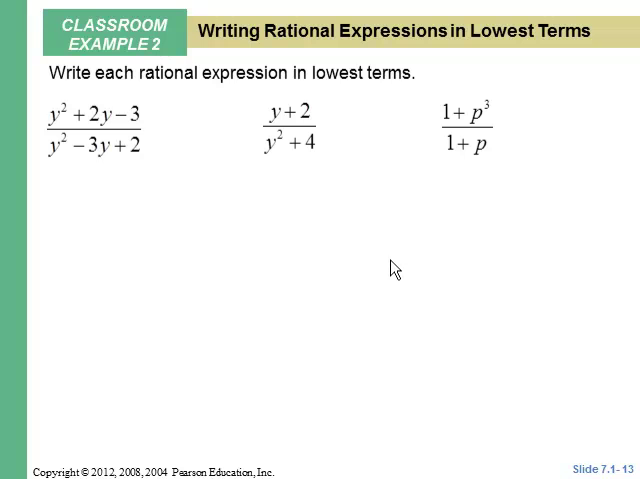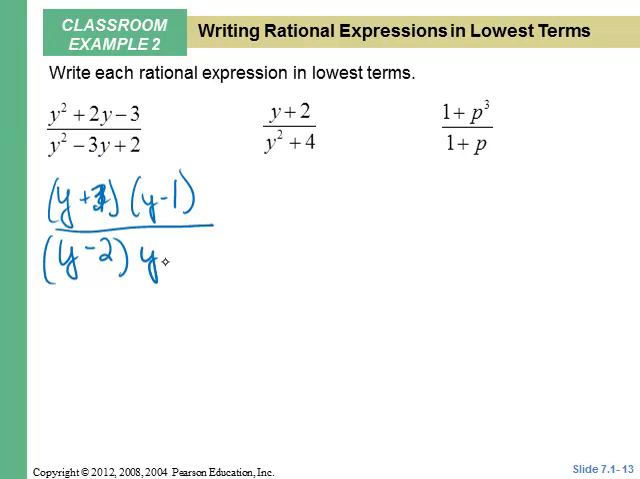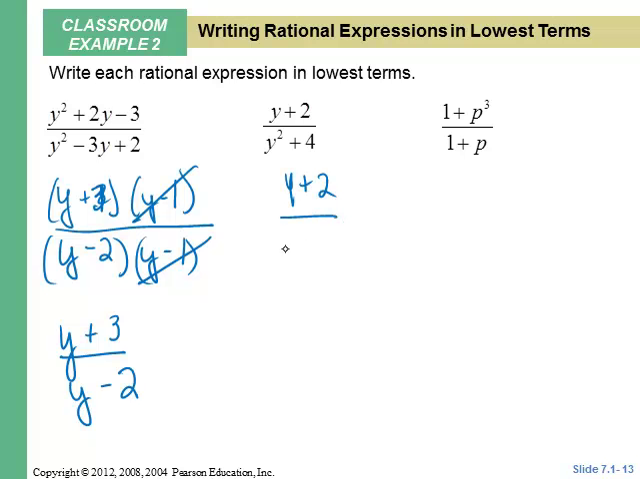All right, so for this first one, the numerator factors into y plus 2, y plus 3, y minus 1. The denominator factors into y minus 2, y minus 1. Notice they both have a y minus 1 in them, so our simplified fraction is y minus 3 over y minus 2. For the second one, the numerator is in lowest terms. The denominator, well, you can't factor that either. So this is in lowest terms the way it is.